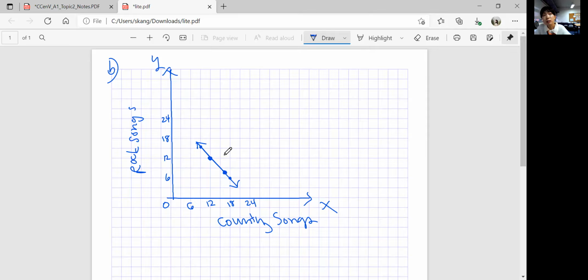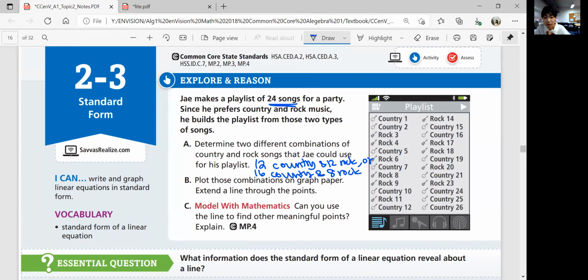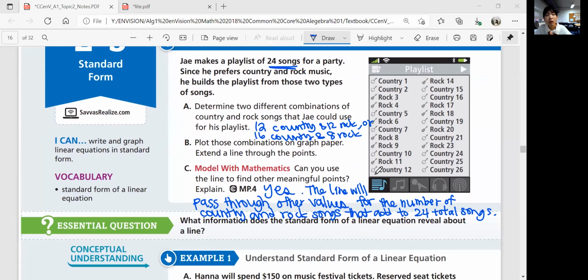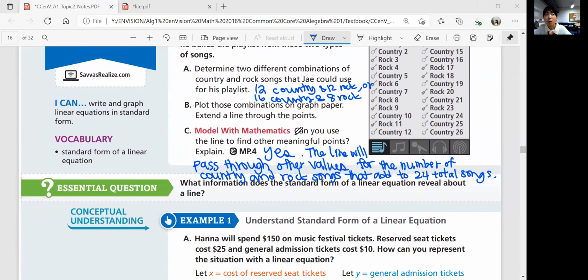Okay, so all these points would make a combination of 24 songs total with a number of country songs and a number of rock songs. Let's write that down. Yes, the line will pass through other values for the number of country and rock songs that add to 24 total songs. Okay. So in this lesson, we're going to think about this question. What information does the standard form of a linear equation reveal about a line? We're going to look at a third form of a linear equation.